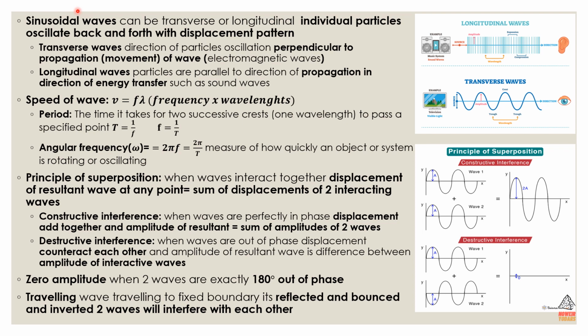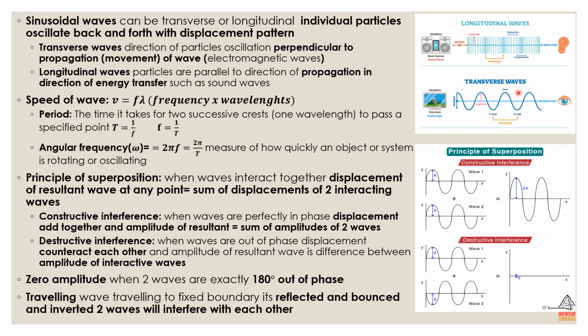Next, you have the speed of the wave. So the speed of the wave is basically frequency times wavelength. And in order to measure a wavelength, it's basically from one end of the crescent to the other end, and that's a successful wavelength. So a period is the time it takes for two successive crescents, so one wavelength.